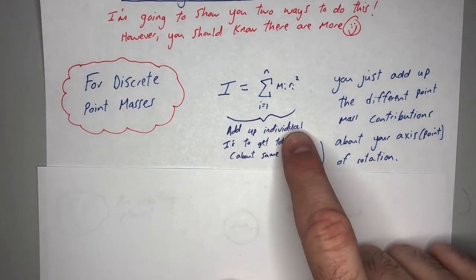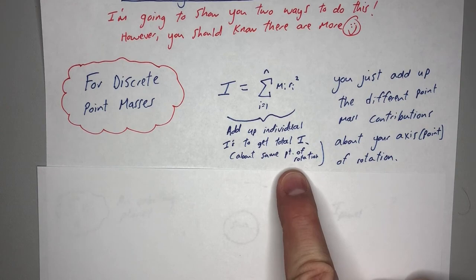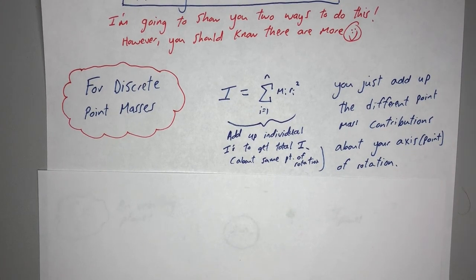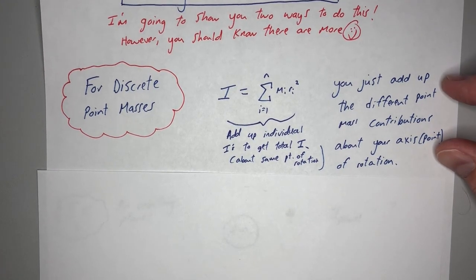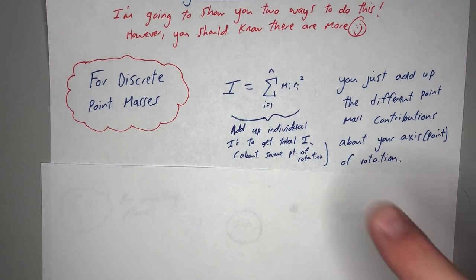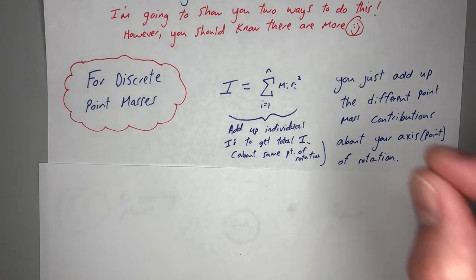I made a note here: you add up individual moments of inertia to get the total moment of inertia about some point of rotation. But the key thing is you can add them up as long as they're about the same point of rotation or the same axis of rotation. They're different contributions. It was so important, I wrote it, and then I wrote it again so I don't forget to mention it in the video. So that's the formula for discrete masses. That's a sigma summation. You're just going to add up their different contributions.